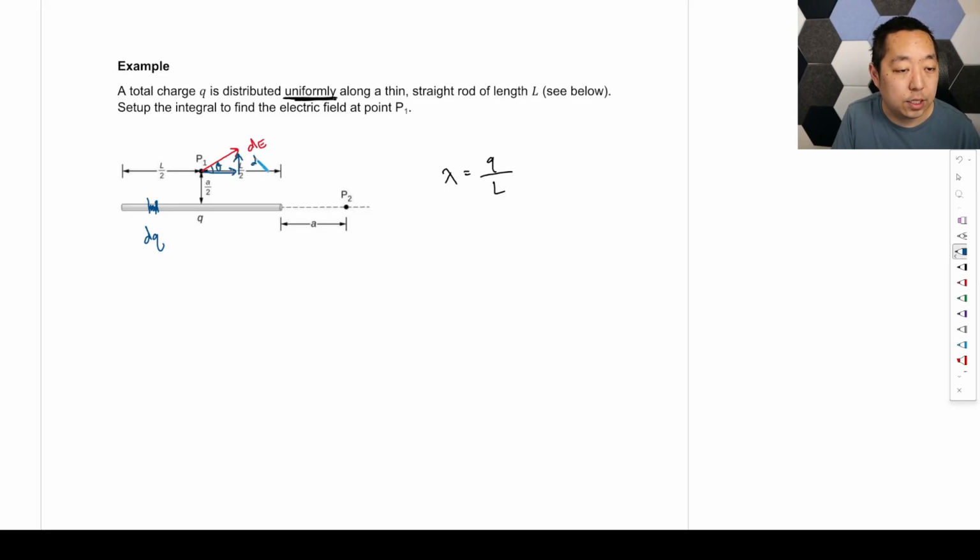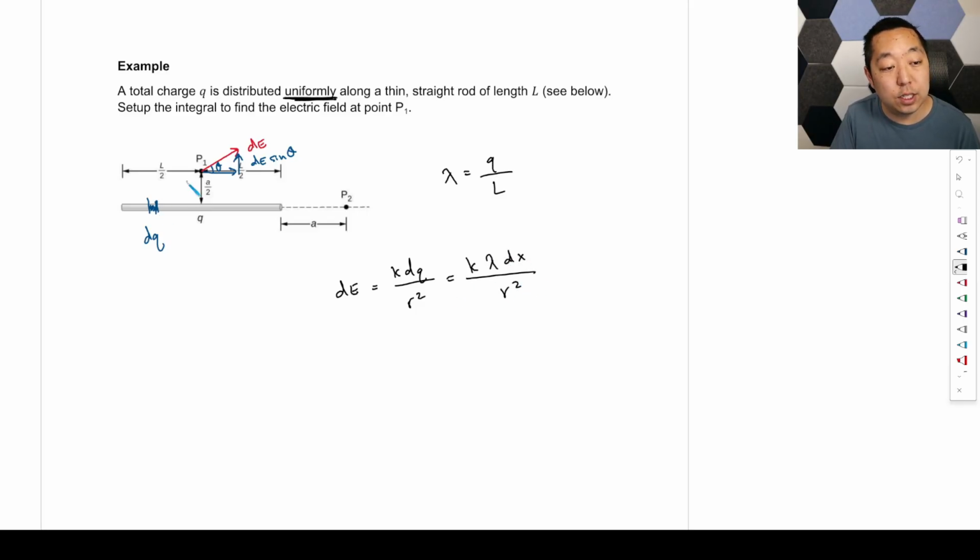We'll call this theta. This is dE sine theta, and I'm only going to add up the vertical components because the horizontal components are going to cancel each other out. So dE, which is a vector, is going to be k dq over r squared. What is the amount of charge on that dq? Well, it's lambda times the length there, divided by r squared.